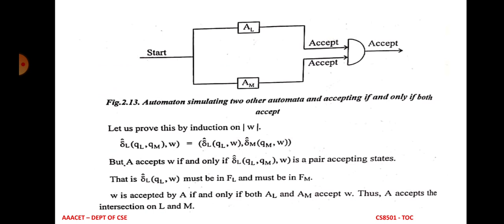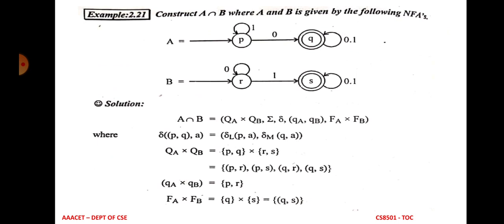That means A accepts the intersection of L and M, because it is an intersection operation. So both finite automata have to accept the particular input string, then only the final automata accepts the input string. If any one of the finite automata rejects the input string, then the final finite automata does not accept the input string. This is the intersection operation. Let us see the example.